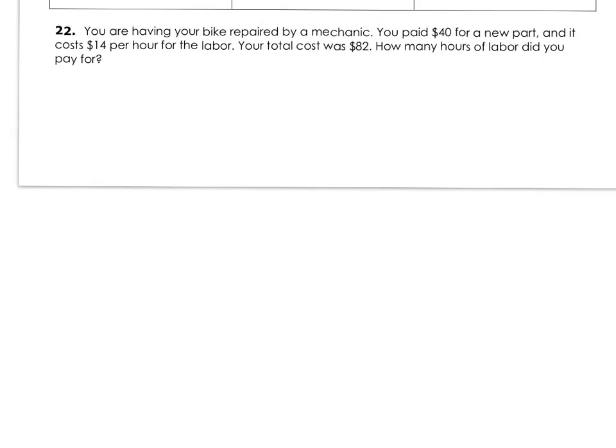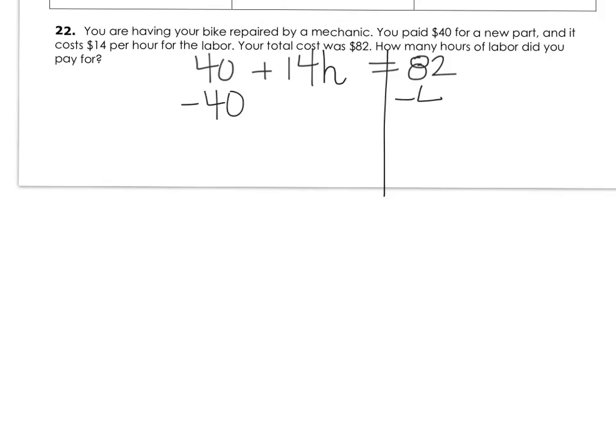Okay, well, long and short of it is everything equals 82. Well, what equals 82? Well, 40, so the new part, and the labor. But this is ridiculous. 40 plus 14 does not equal 82. There's a part we're missing. Well, it would only be $14 if it was 1 hour, but we don't know how many hours were worked. Great equation. Now you have to solve it.